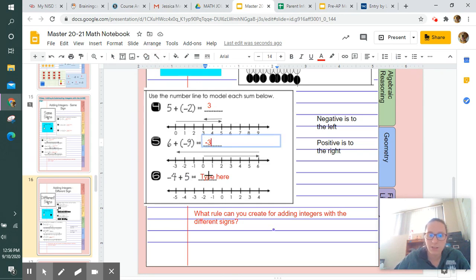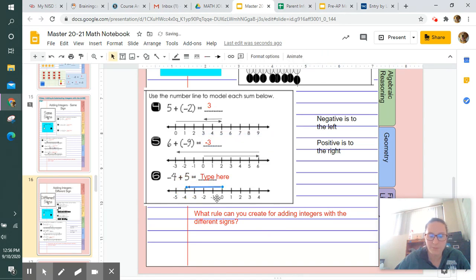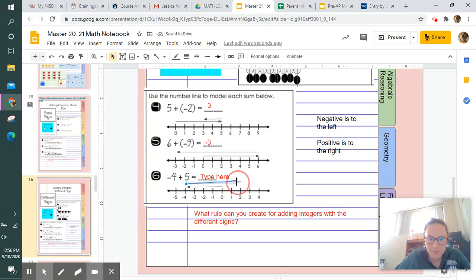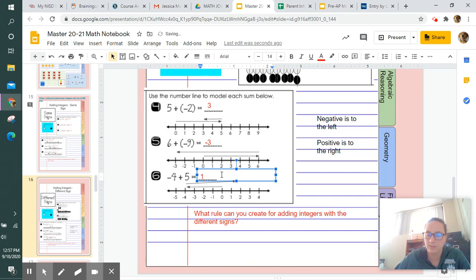Okay, so we're going to make our arrow. We're going to start at 0, and this time we're going to go to negative 4 because that's my first number. So we're going to go from 0 to negative 4. Okay, then our second number says that it is plus positive 5. So positive is to the right is what we said. So we're going to go from negative 4, we're going to go 5 spaces to the right. So 1, 2, 3, 4, 5. Oh, my arrow's going crazy. Okay, so 5 spaces to the right. When we get there, we end up at the number 1.